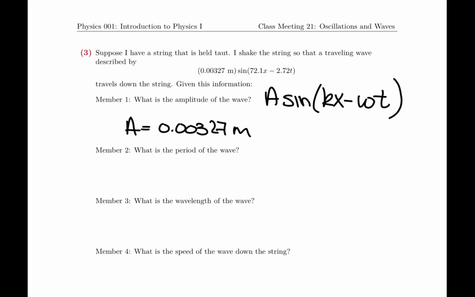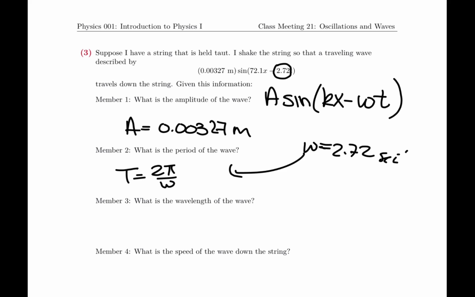So essentially you can connect the amplitude in this case is 0.00327 meters. The period of the wave is given by 2 pi over omega. But we can read off omega in this case is 2.72. So then you can plug that in, I guess, per second, or radians per second.